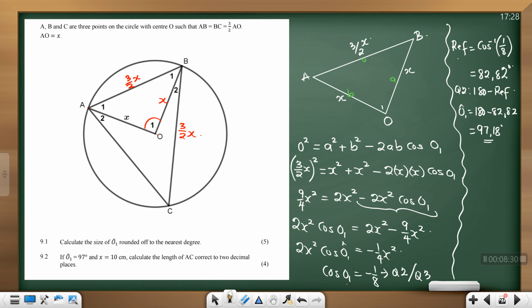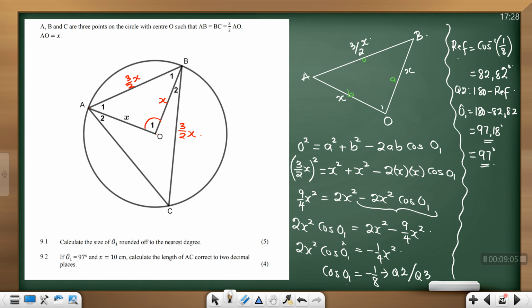Yes, Mohammed, are you okay? Guys, let me know. Are we okay with the first question? They said rounded off to the nearest degree. Do you have to go finding a reference angle? I prefer to just work with one system, because if it asks us to find O2, I prefer to work with one system. Rounded off to the nearest degree is 97 degrees.